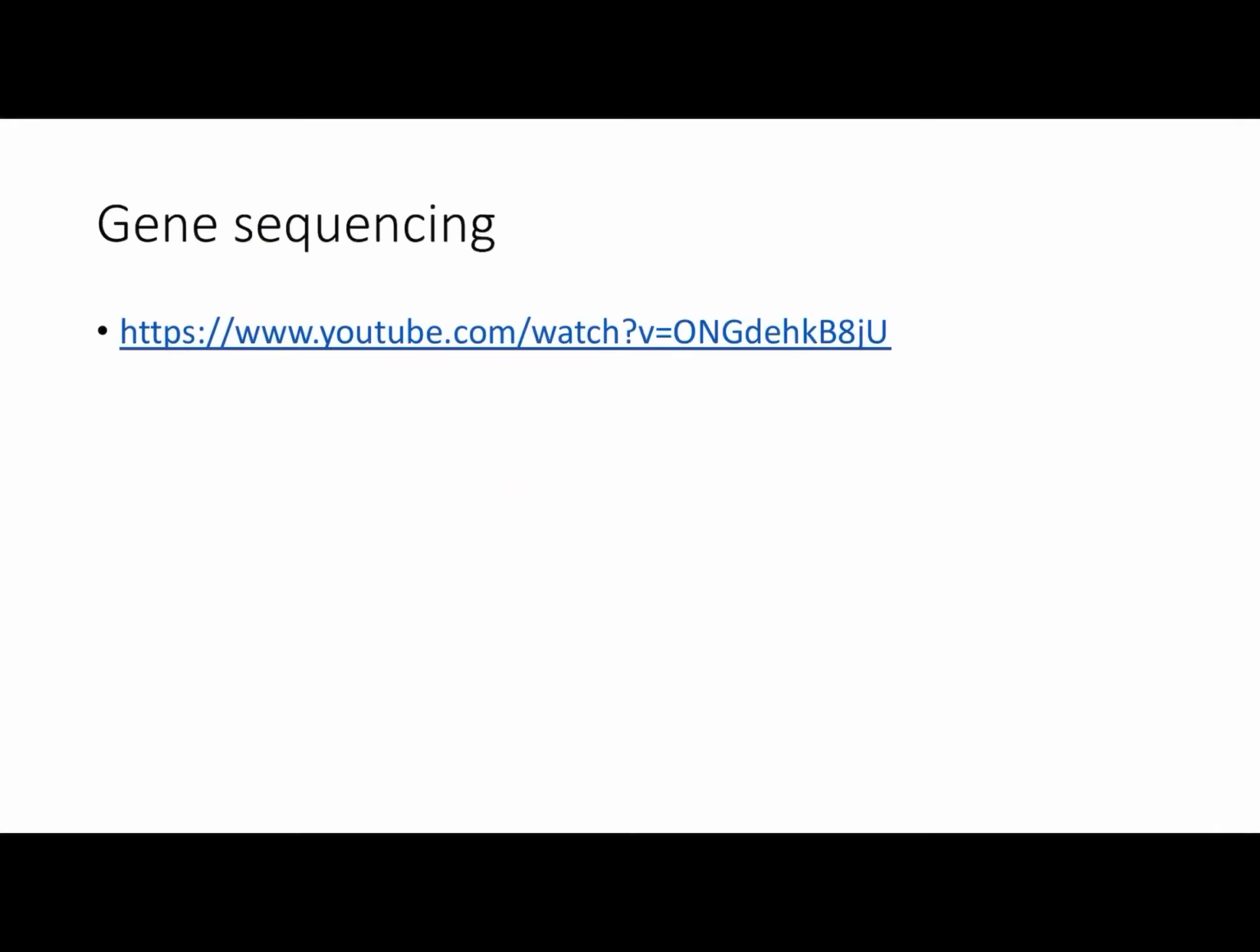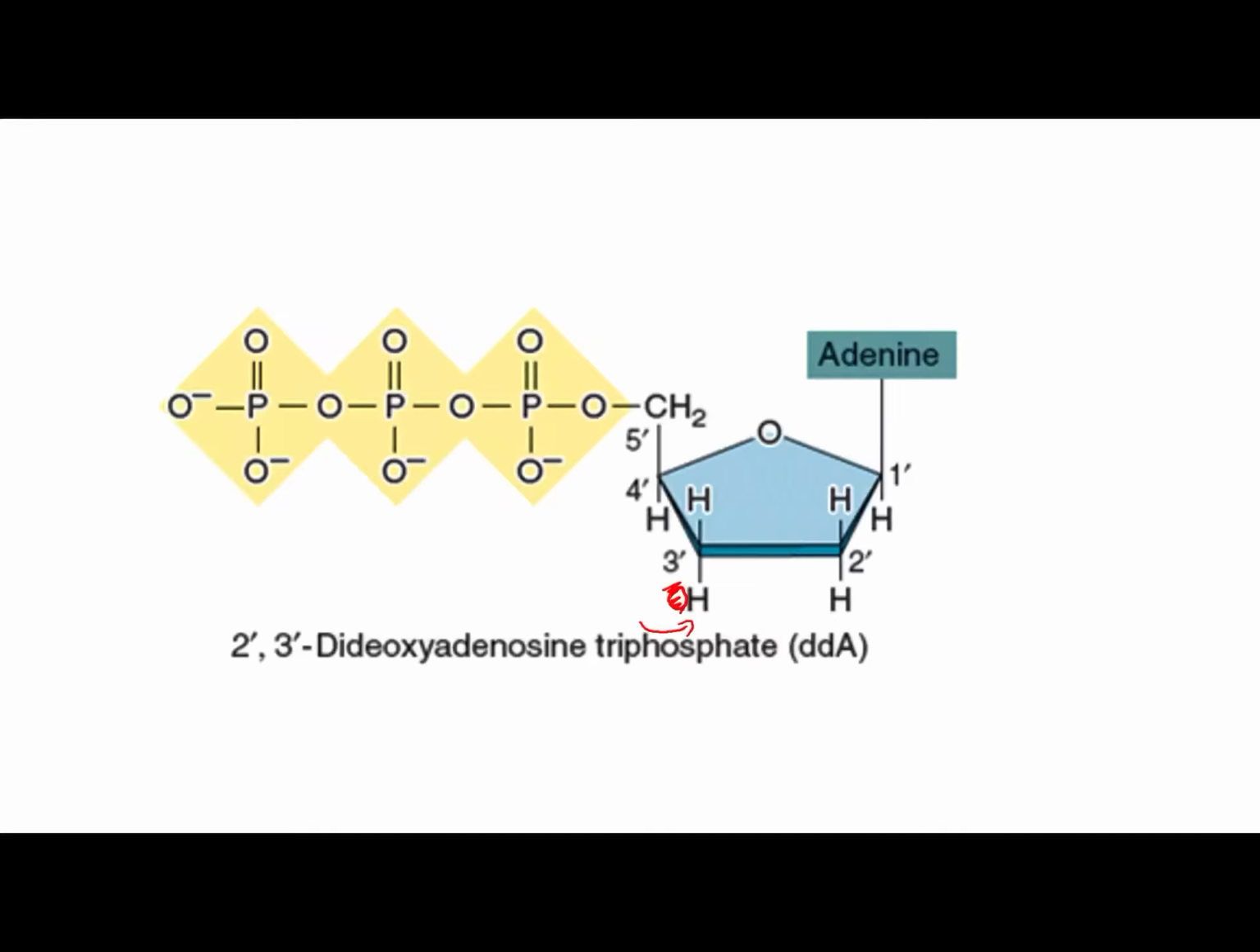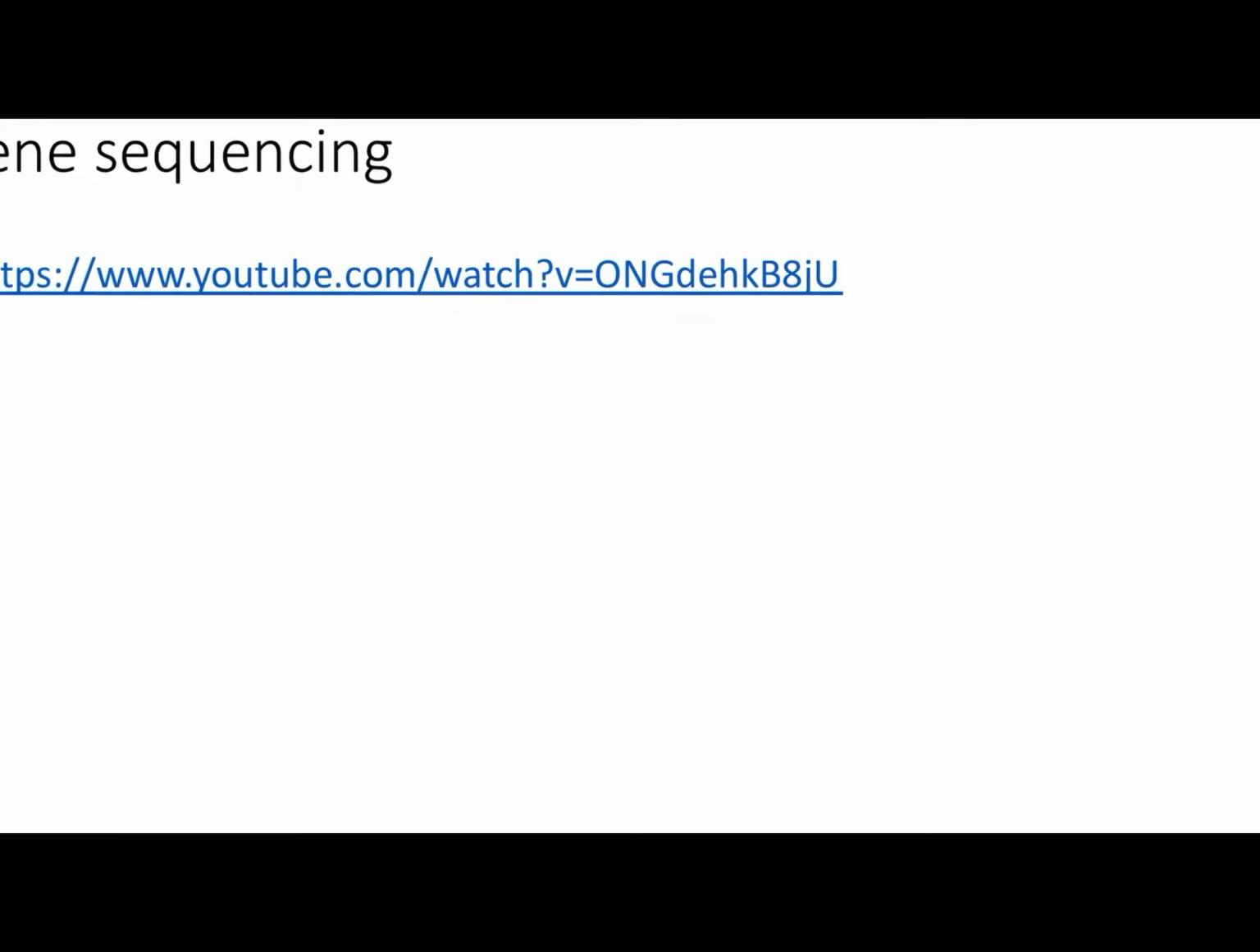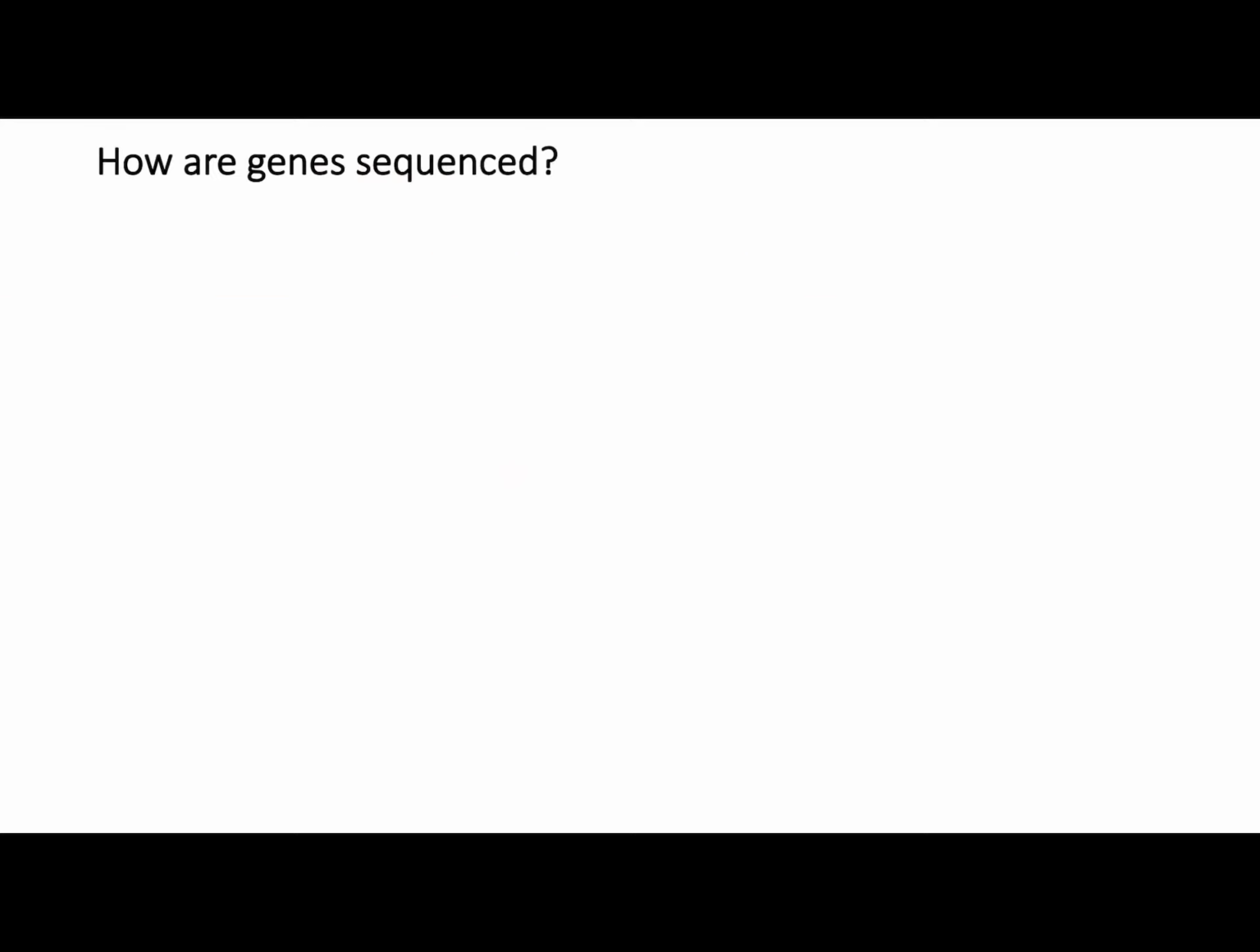Okay, so you've seen the little animation, I hope now, which I think is absolutely brilliant. In the animation, it does actually mention these, but it calls them terminator nucleotides, but we know they're dideoxyribonucleotides. Okay, so where are we? Okay, so how are genes sequenced?